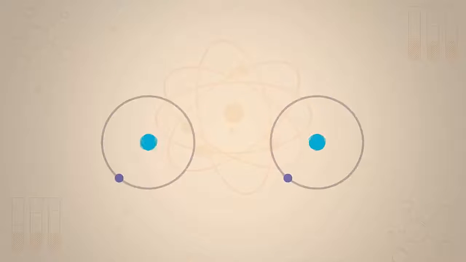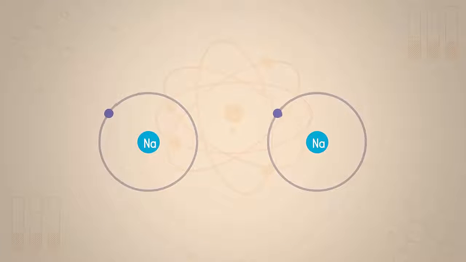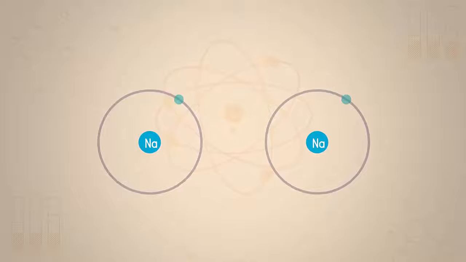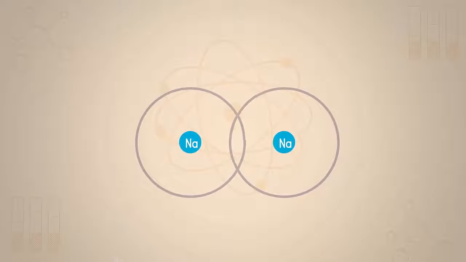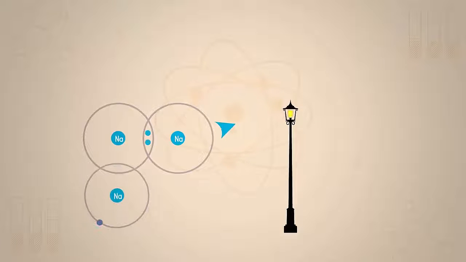We now consider 2 metal atoms which approach each other. As these sodium atoms approach, their electrons overlap and a molecule will form, because there is plenty of room in their outer shells. Such molecules do actually exist, for example in sodium vapor streetlights.